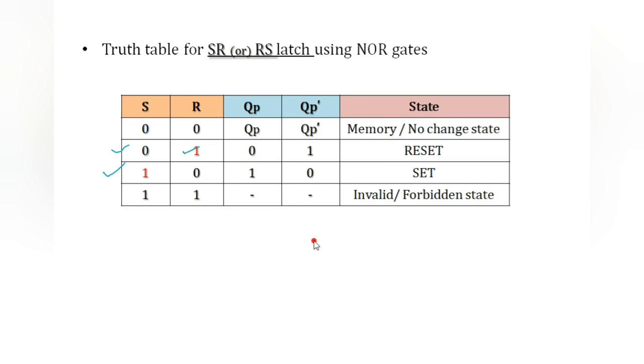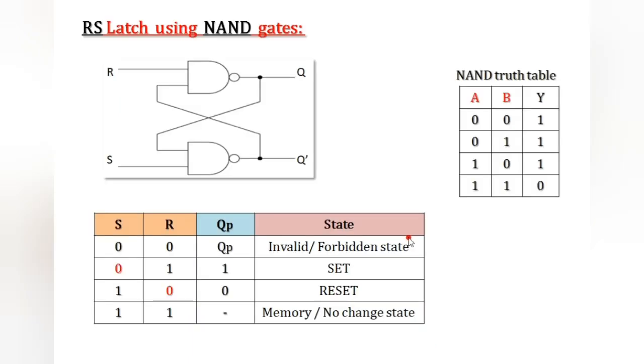Listen to this video once again if you don't understand. Next, SR latch using NAND gates. This is the same as SR latch using NOR gates, so try to solve this on your own. Apply the 0, 1 condition first and observe the output values. Apply the 1, 0 condition and observe the output values. Next the 0, 0 condition and the 1, 1 condition. So this is the truth table for the latch.